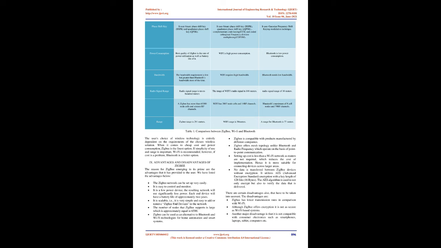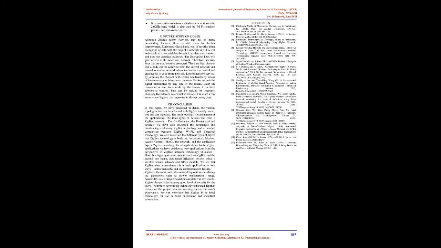12. Conclusion. In this paper, we have discussed in detail the various topologies that can be achieved with Zigbee, namely mesh, tree and star topology. The mesh topology is used in most of the applications. The three types of devices that form a Zigbee network are the coordinator, the router, and end devices.